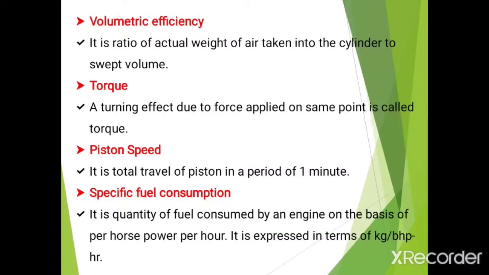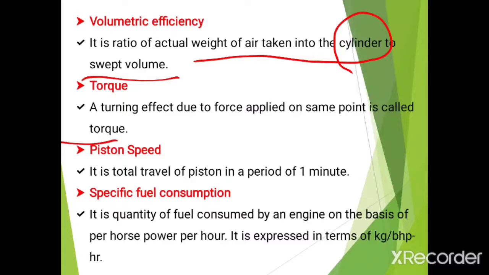Then the next term is volumetric efficiency. It is the ratio of actual weight of the air taken into the cylinder to the swept volume. Then torque. It is the turning effect due to force applied on the same point. Then next is piston speed. It is the total travel of the piston in a period of 1 minute, and that is represented in rpm. Then specific fuel consumption, we already discussed this.